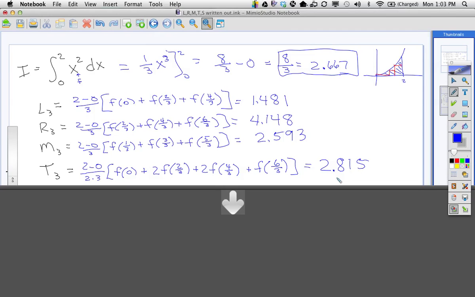Now notice that midpoint was under and a trapezoid was over as an estimate. Now we understand why left was under, we understand why right was over. Midpoint we're not so sure about. Trapezoid, can you tell me why a trapezoid is an over approximation on this? Well, the curve dips under the triangles a little bit. So it's because of the curve, right?